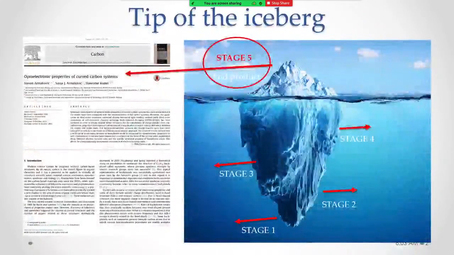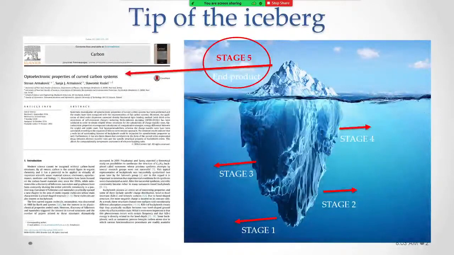So, when you see a paper published in some journal, you actually see just the tip of the iceberg. There are many stages that have to be fulfilled in order to have your paper published. And today, you will be introduced to some of the most important aspects of successful paper publication.